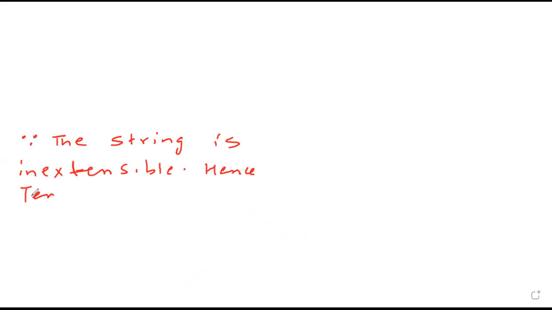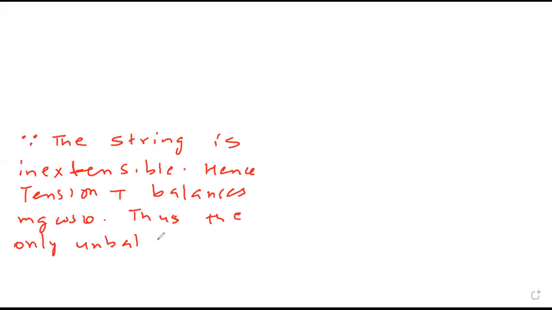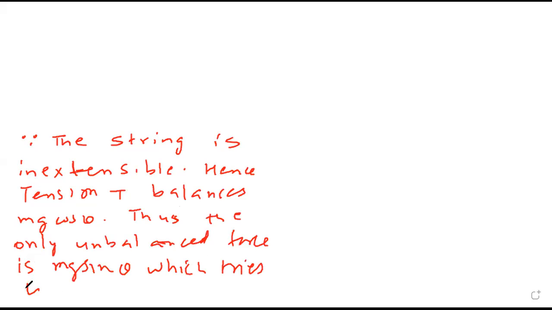Restoring force. Since the string is inextensible, hence tension T balances mg cos theta. Thus, the only unbalanced force is mg sin theta, which tries to bring the bob back to its original position.